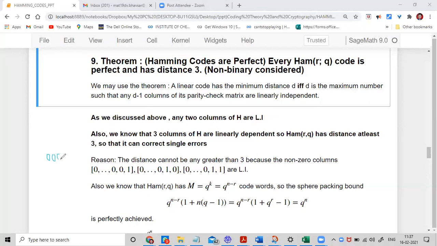Is there any other code word in that sphere? No, sir, because to get another code word, the distance is at least 3. Yes. Now you take another code word, and I'll have another sphere. Is there any intersection portion? You take another sphere with another code word as a center. No, sir. Right.